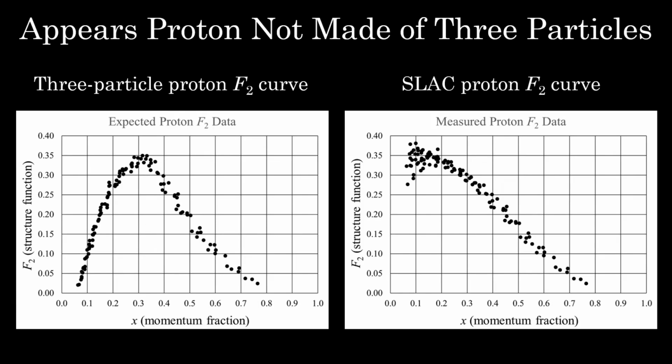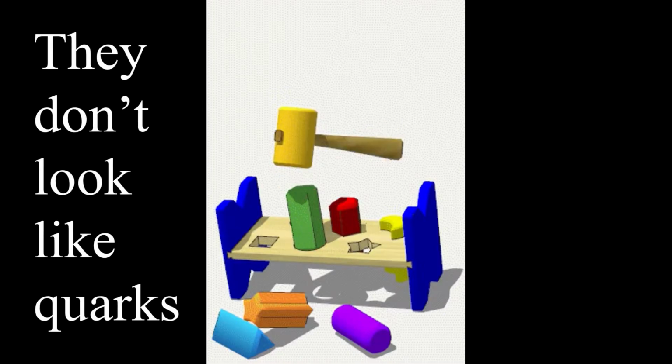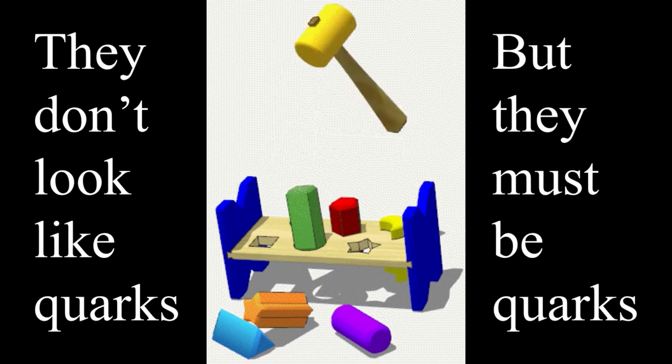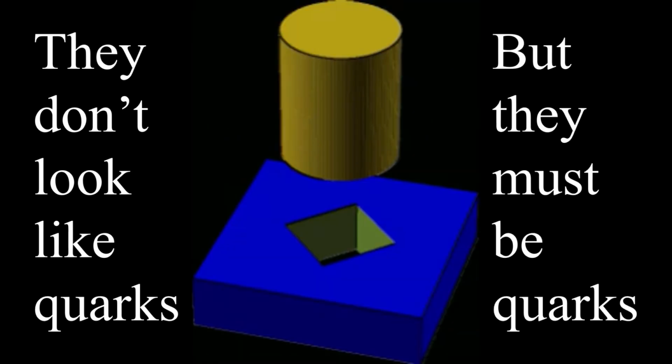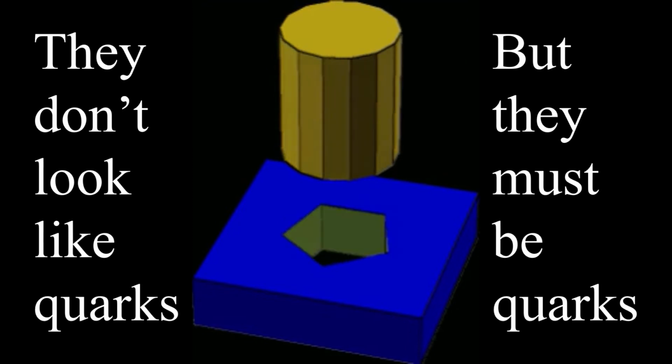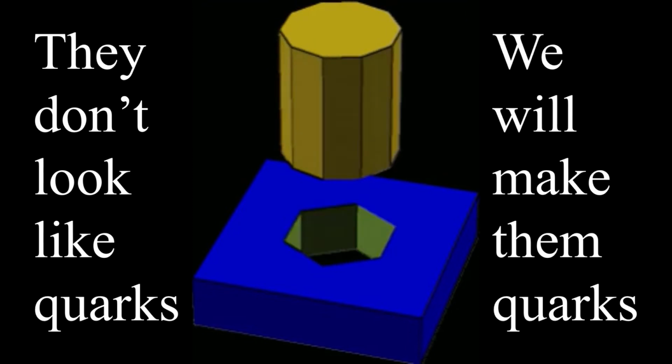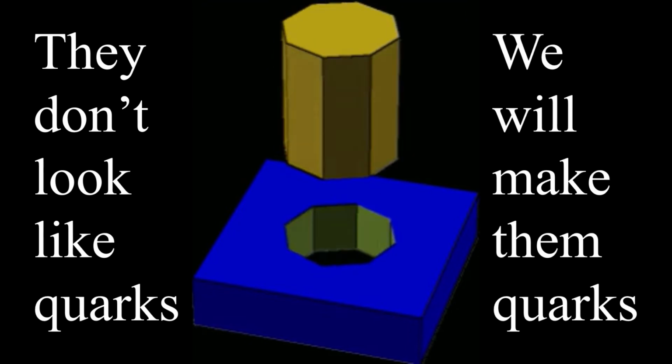No peak F2 seemed to rule out the possibility that the proton was made of the 3 particles, the quarks, as Gell-Mann had suggested. But you can never rule anything out in particle physics. Where there is a will, there is a way. And at that point, there was a will, so a way was made. Now that the particles were found, they would be made quarks.